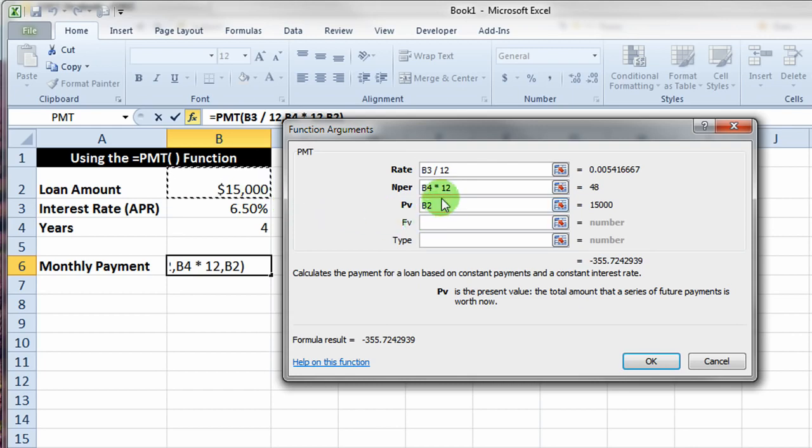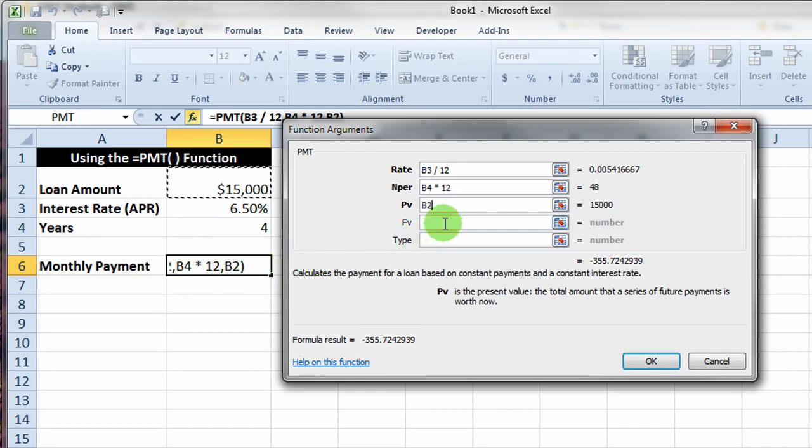Now again, you'll notice that I'm entering cell references here. I'm not typing the actual values into my boxes here, because later I'm going to maybe want to play around with this and say, well, what if I change it to a 5-year loan, or what if I change the interest rate to 6% or something like that. I want to see what those payments would be.